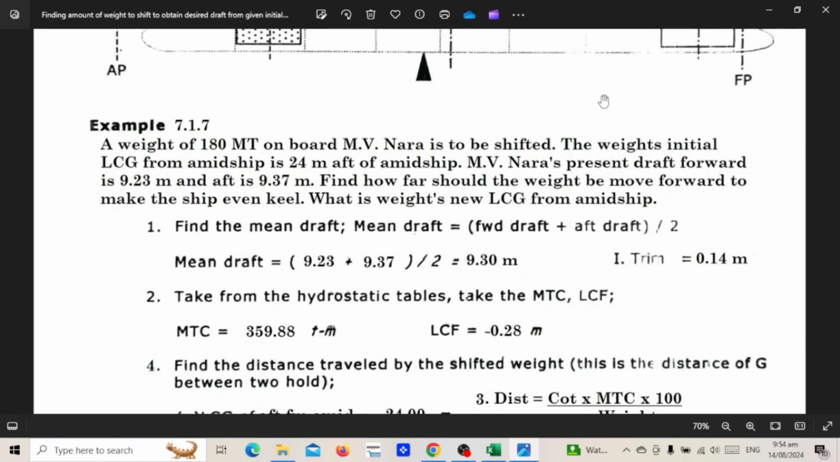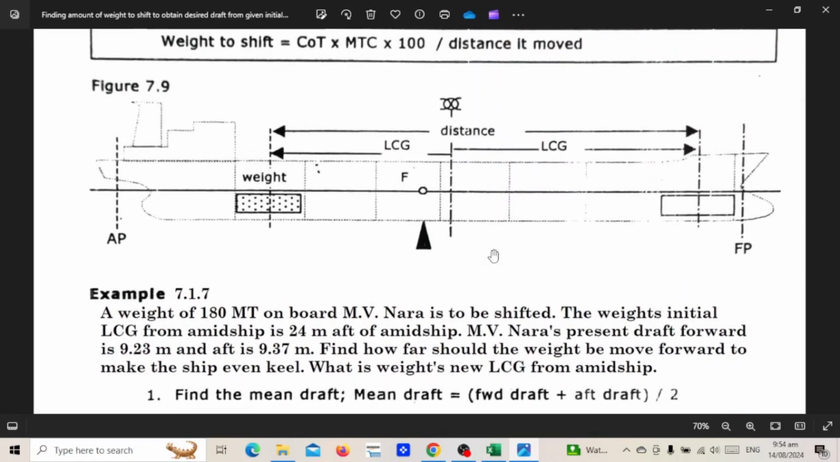Meaning it has more draft here than forward draft. So you are trimmed by the stern, like this going up. Okay, trimmed by the stern.